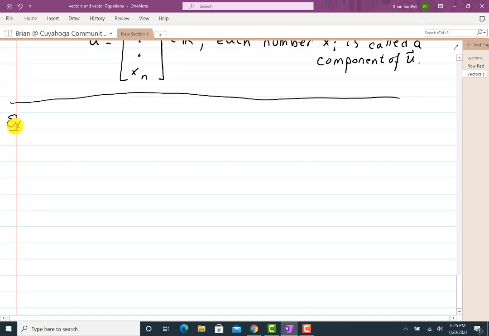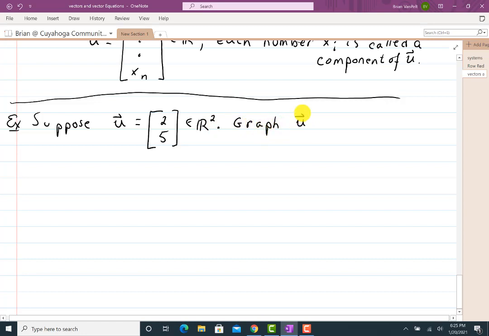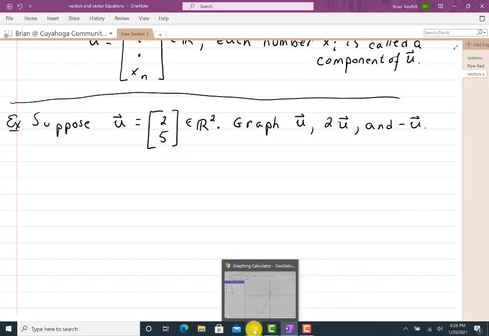Another example, suppose the vector U equals 2, 5, and that's in R2. Let's graph U, 2U, and negative U. So I'll go back to my GeoGebra. I might graph them each separately. Let's go ahead and do that.